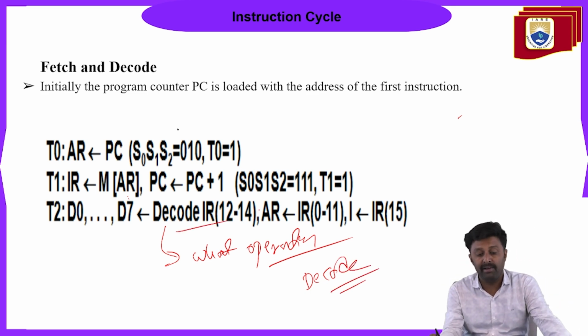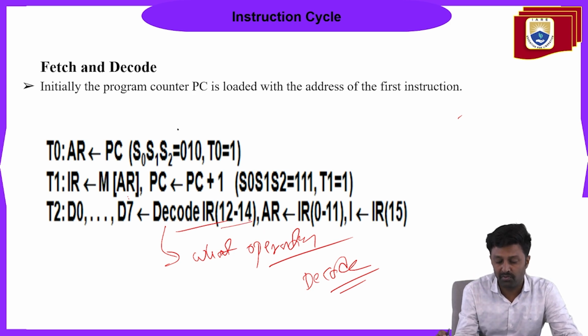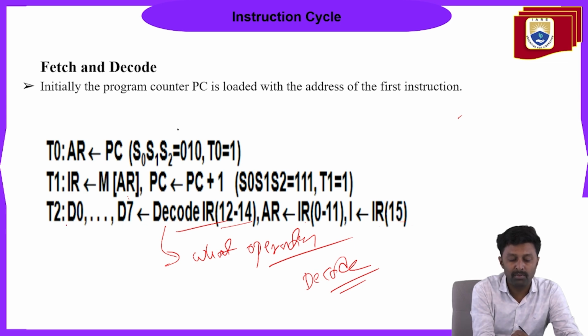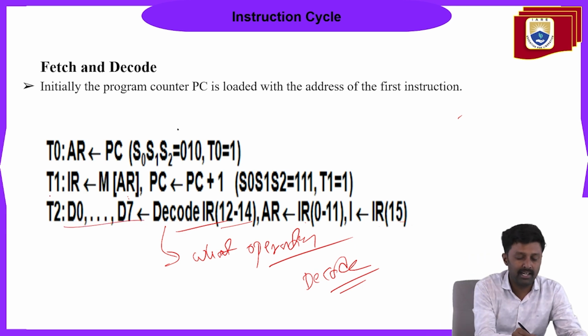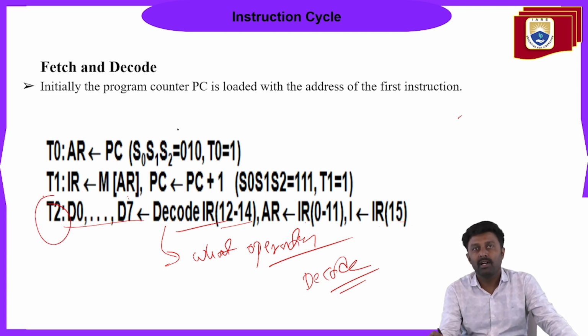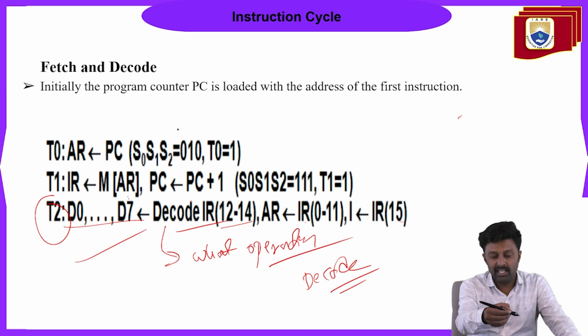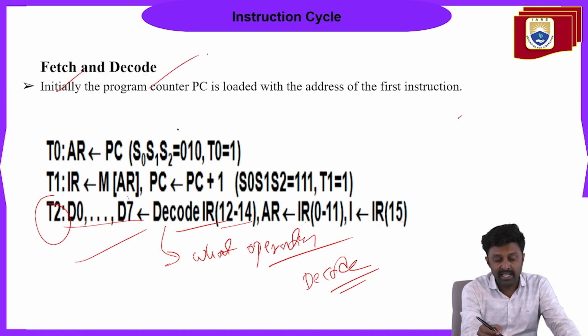It's a 16-bit register here. From the decoder, the instruction register will have the bits from 12 to 14. Then the bit 15 is moved into the instruction register, and the complete decoder value is moved from D0 to D7. So in the time cycle T2, the decode operation is done. In these steps we have seen fetch and decode with the help of these registers.